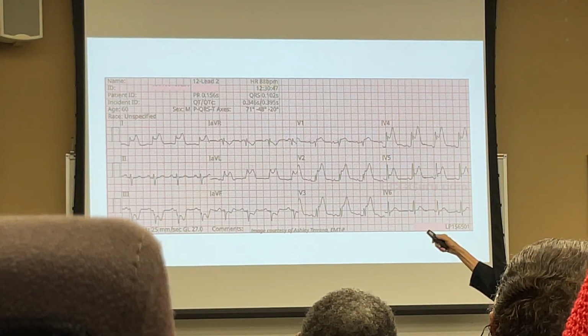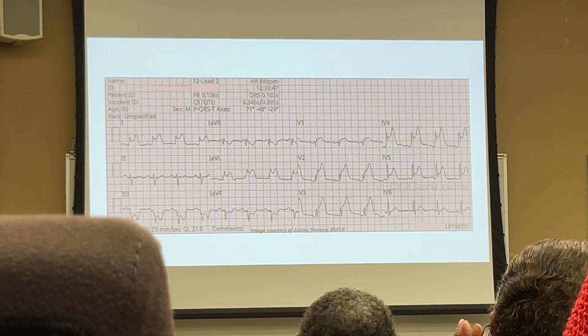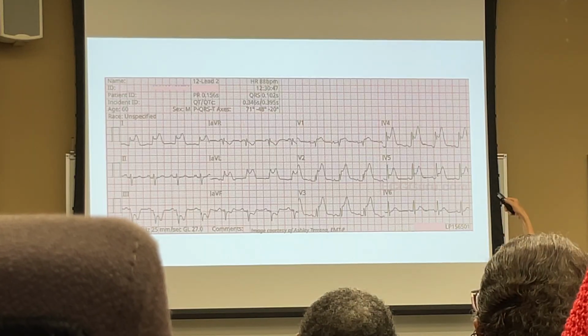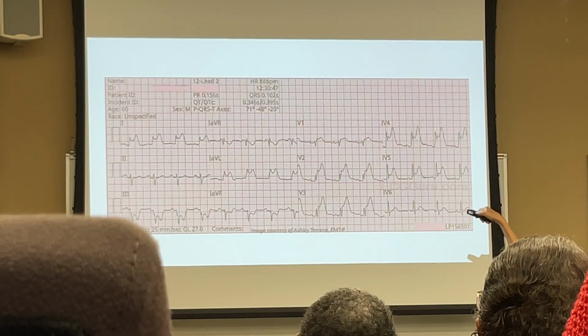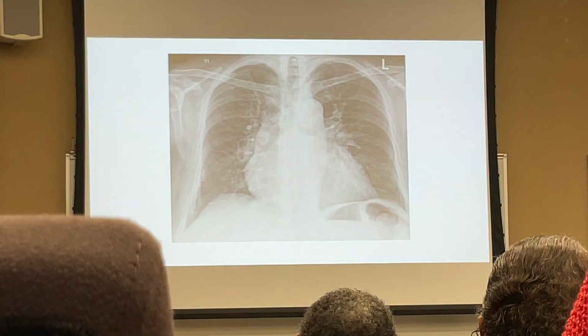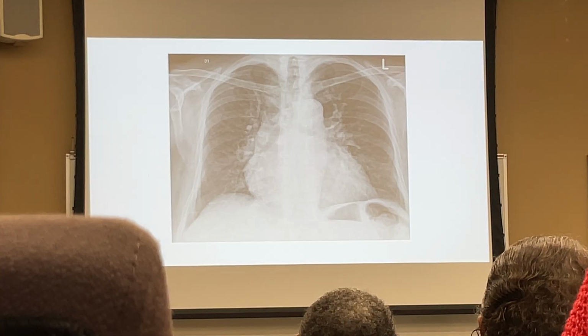So this is her EKG, anterolateral. She's got ST segment elevation in lead I and aVL, and from V1 all the way to V5. And this is her chest X-ray. You can see she's got the presence of Kerley B lines and a great big old heart.